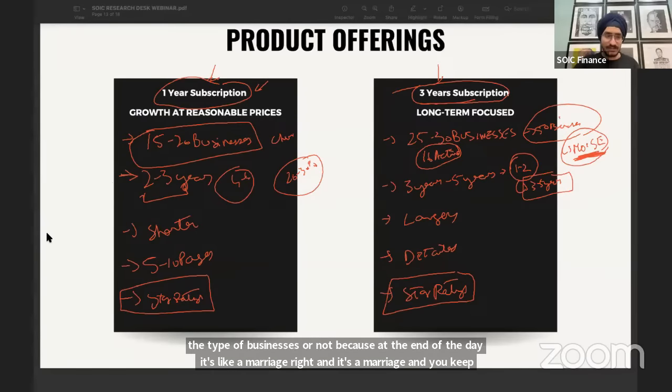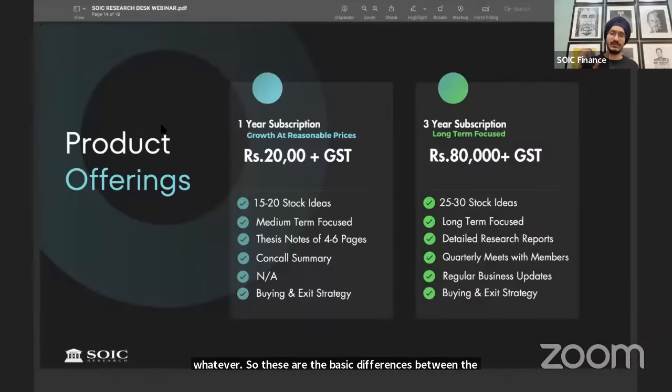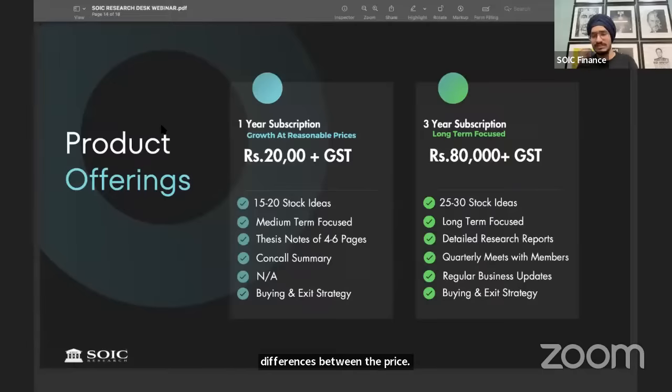And it's a marriage and you keep assessing us over a period of time. So these are the basic differences between the two, and because of these differences there's also a difference in price. In the 1-year subscription, the pricing is 20,000 plus GST. There'll be a limited number of stock ideas, 15 to 20. In the 3-year, the pricing is 80,000 plus GST, and in 1 year, medium term focus, long term focus, thesis notes of 4 to 6 pages, sometimes maximum 8 to 10, whereas over there there'll be detailed research reports.